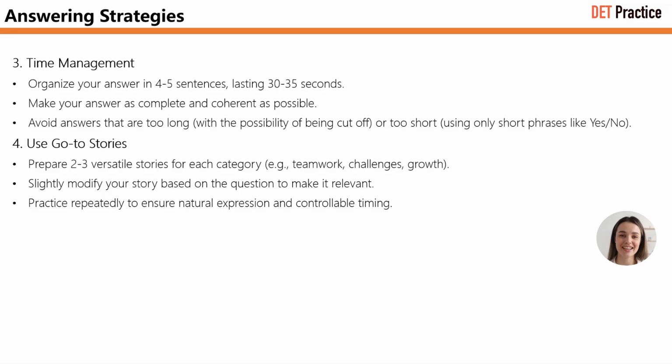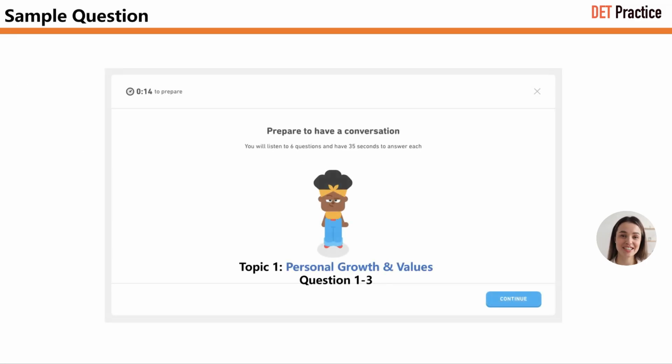Having understood the answering strategies, let's now look at an interactive speaking question example. From the prompt section, we can see that this interactive speaking question is divided into 6 sub-questions, each with 35 seconds of answering time. Let's first look at questions 1 to 3, which are all about personal growth and values, what we call personal growth and values.